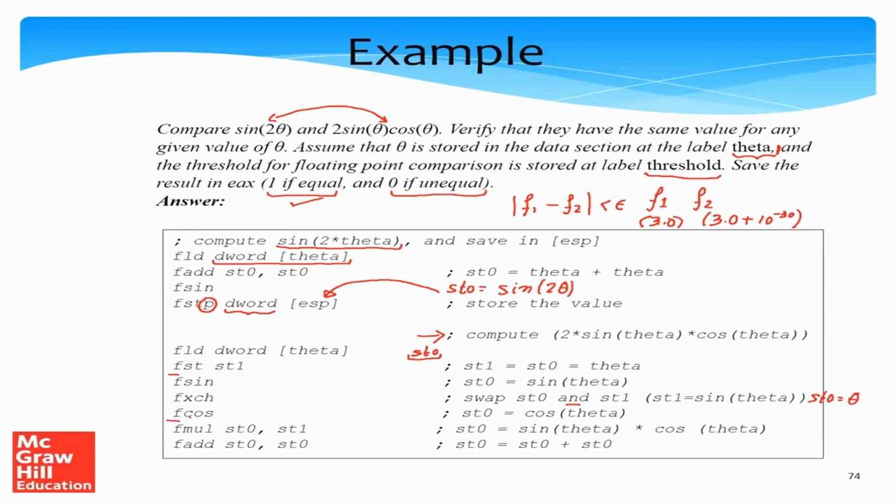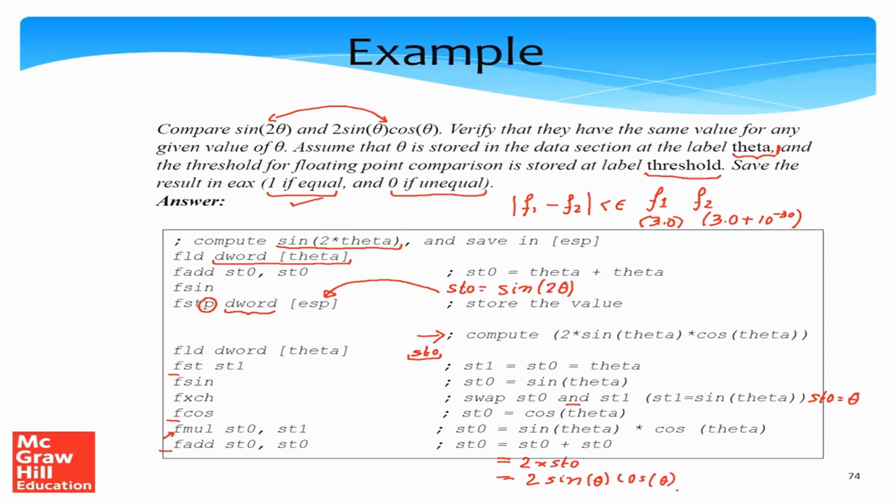Then let's issue fcos. fcos will compute ST0 as cos theta. Then let's multiply ST0 and ST1. So ST0 will then contain sine theta times cos theta. And then let's add ST0 with ST0. So ST0 will be 2 times ST0, which is 2 sine theta cos theta.